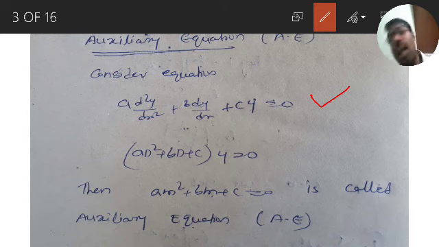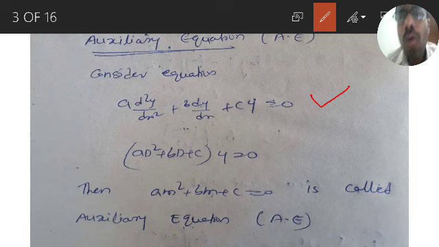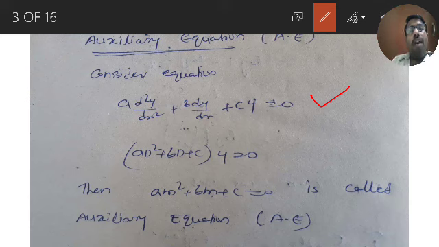So we took the general form. Now let us write the operator form. What is the operator form? Put d by dx equal to capital D and d square by dx square equal to capital D square. Capital D is an operator: D is d by dx, D square is d square by dx square, D cube is d cube by dx cube. Now substitute that operator. What you get is (a D square plus b D plus c) of y is equal to 0. This is our operator form.